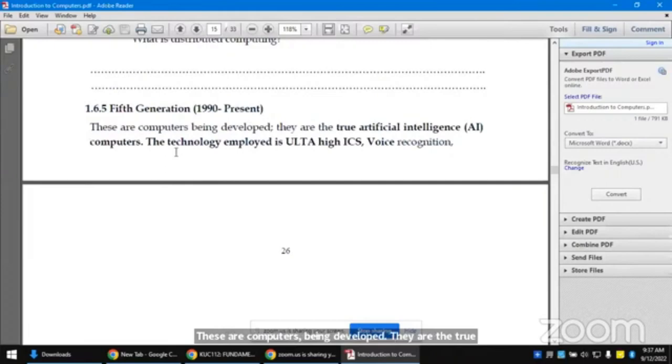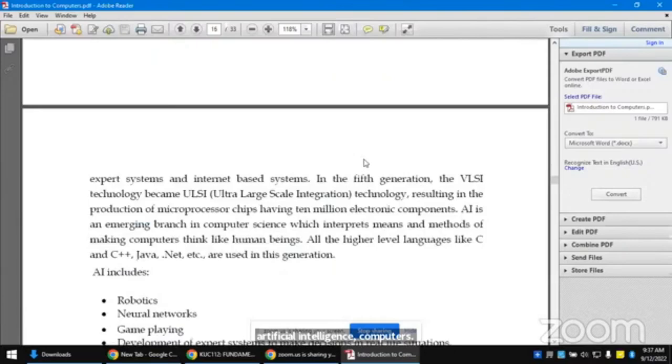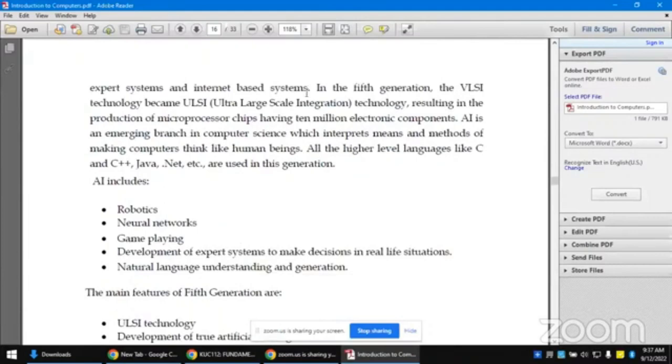The computers employ ultra high ICs, integrated circuits, voice recognition, expert systems, and internet-based systems. In the fifth generation, the VLSI technology became ultra large-scale integration. So here now we are talking about the ultra. From VLSI, now we're talking about ultra large-scale integration technology, resulting in the production of microprocessor chips having 10 million electronic components.